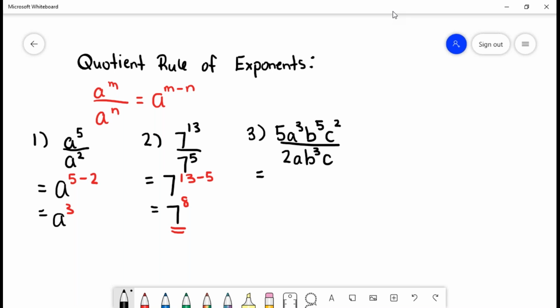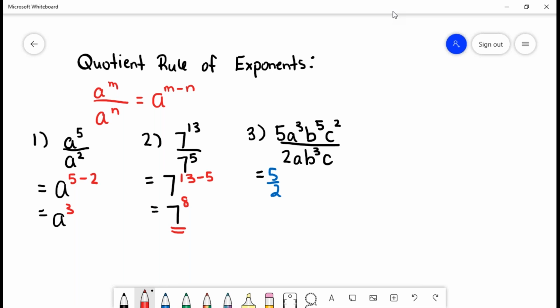So looking at this, we know that 5 divided by 2, since they're both numerical values, we can just divide. So we have 5 over 2, so we're going to be writing 5 over 2. Now, we have to pay close attention to these variables here. So we have A, B, and C variables. As per the quotient rule of exponents, we know that when there is the same base and those are divided, we can actually subtract the exponents to evaluate for our answer.